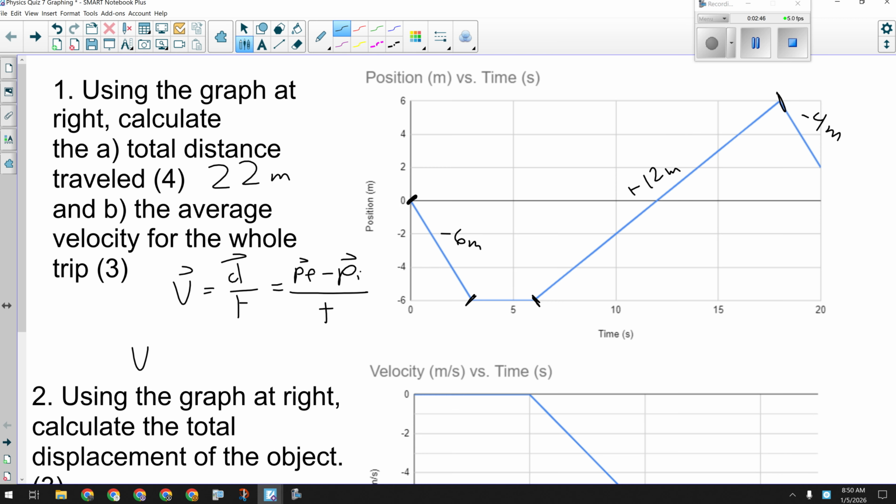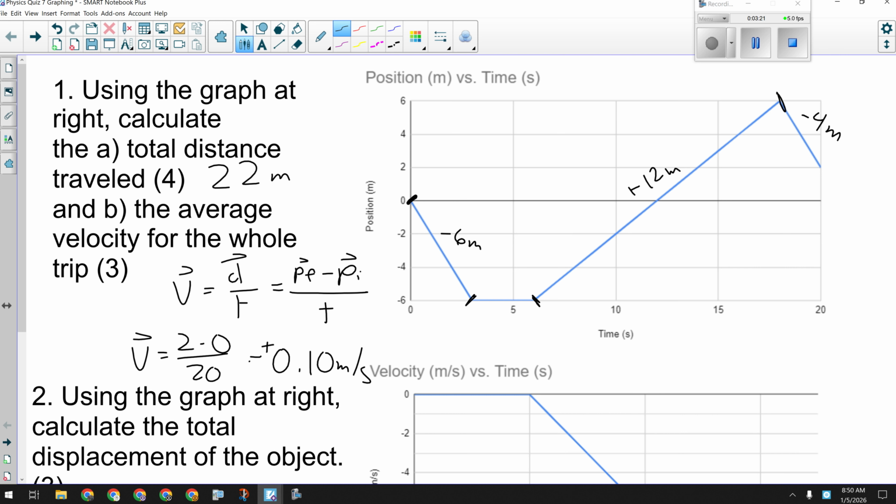Our final position on this graph is +2 meters. Our initial position on this graph is 0. Okay, this whole thing takes 20 seconds. All right, so 2 minus 0 is 2. 2 divided by 20 is 0.10 meters per second, and I'm just going to put on there that it's positive because that's the only vector I've got. Okay, ringing a bell? All right.